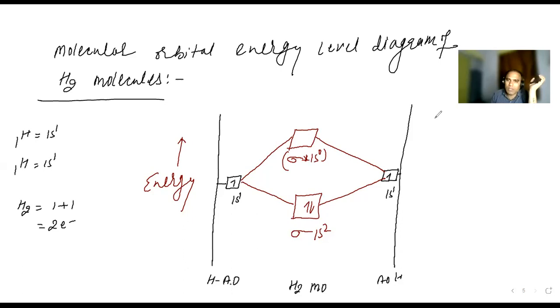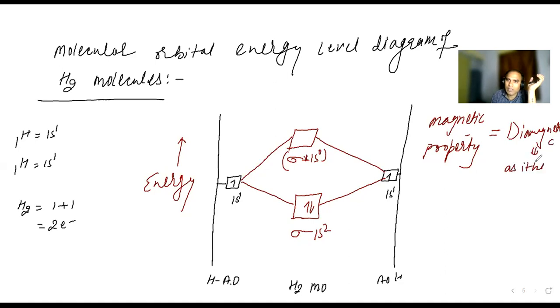If you are going for the magnetic property: magnetic property means if there is an unpaired electron, that means paramagnetic. But here there is no unpaired electron in the molecular orbital, so this is called diamagnetic. Why are they calling it diamagnetic? Because it has no unpaired electron.